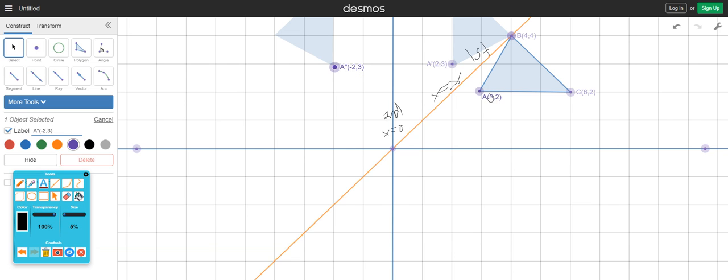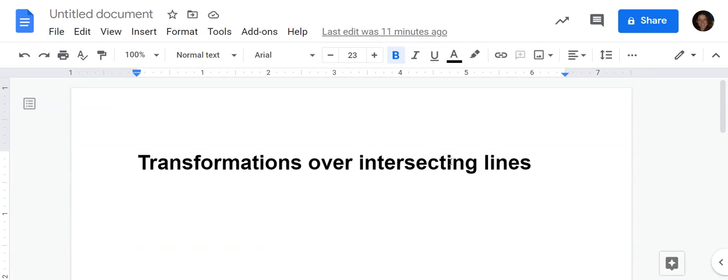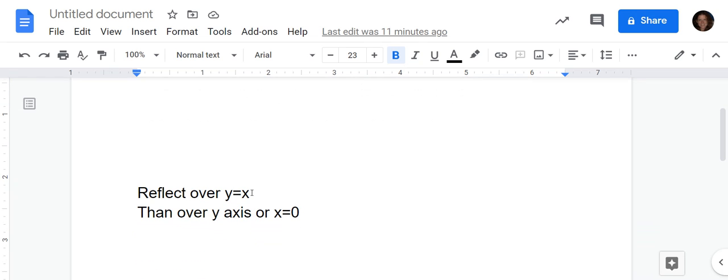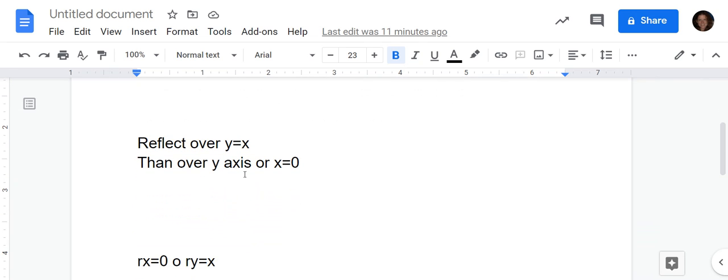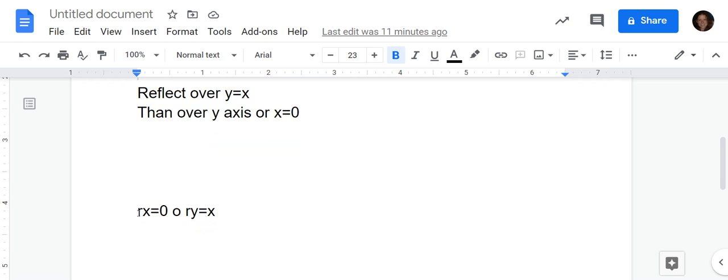One, what's happening? How do I write this out? How would you see this equation? And I want to know how I got from here to here if I skip the middle. So I'm back here and I'm reflecting over y equals x, then the y-axis, or x equals 0. So remember, this is written just like this.